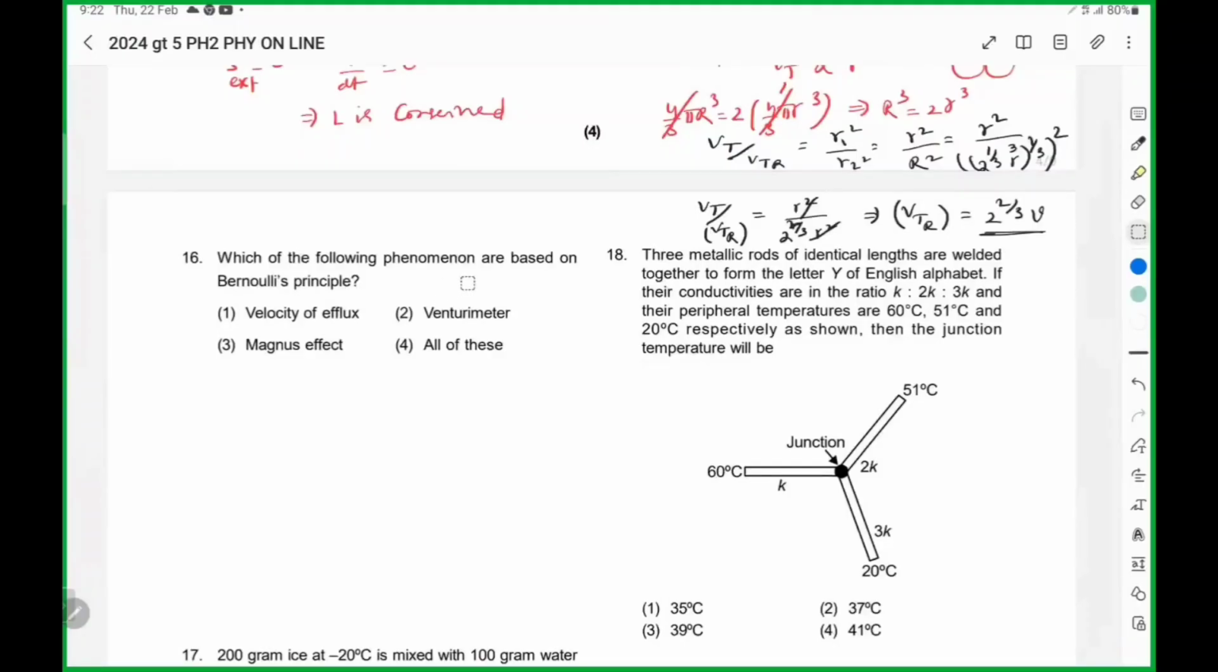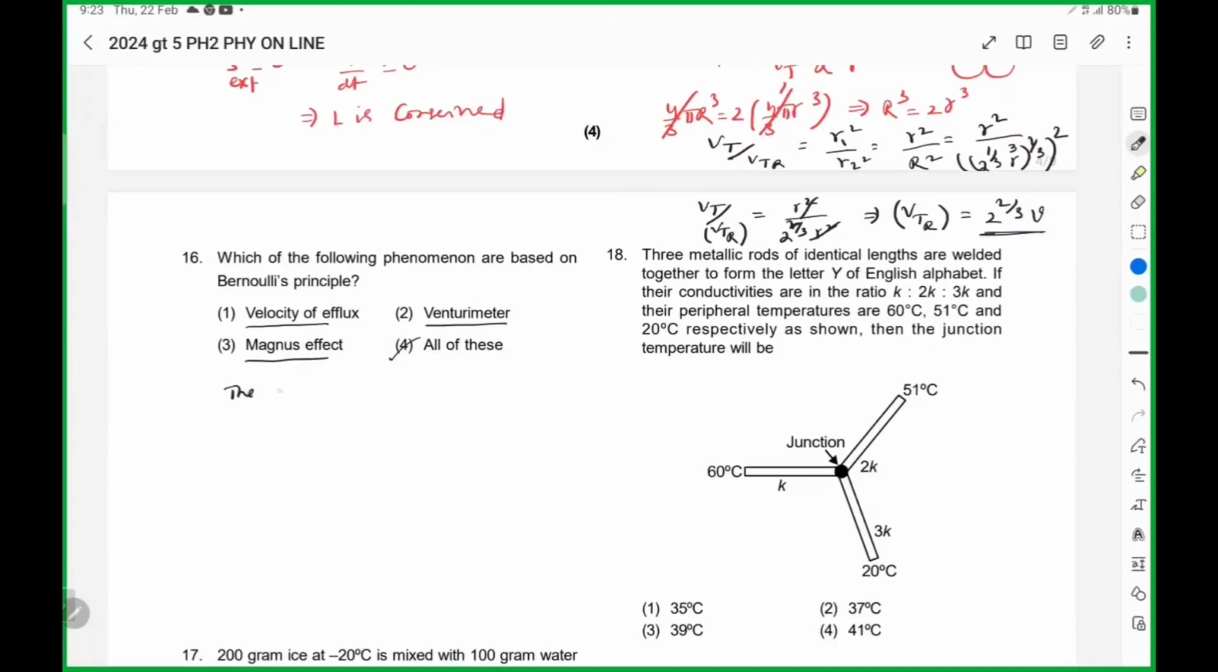Which of the following phenomena are based on Bernoulli's principle? So here, all are based on Bernoulli's principle only. The fourth option is correct. It is a theoretical question, but still I will give a rough idea about all the terms.